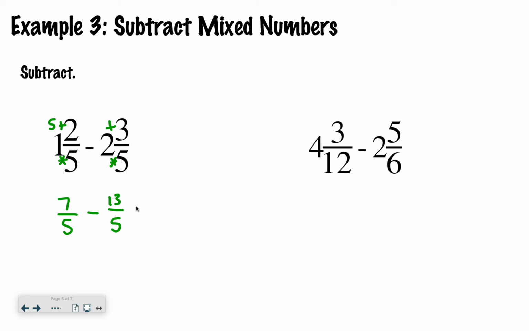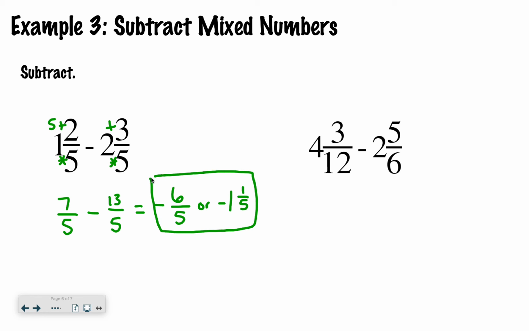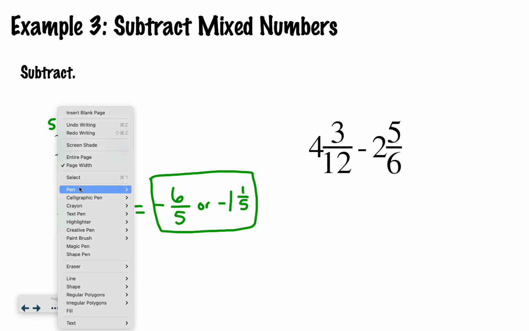7 minus 13, if I plug that into a calculator, 7 minus 13 is a -6/5. So that's the improper fraction, or 5 goes into 6 one time with 1 left over. So it can be written as -1 1/5. All right, so those are my options there.